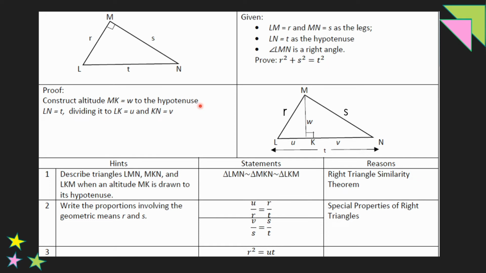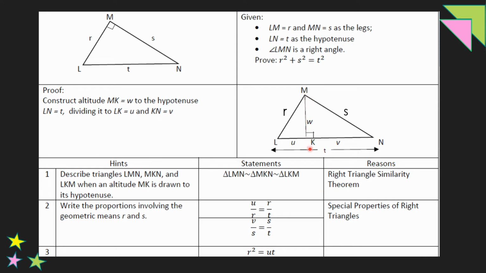So here is the proof. Construct altitude MK equals w to the hypotenuse LN equals t, dividing it to LK equals u and KN equals v. So the original triangle is here, triangle LMN. Then, we drew an altitude to the hypotenuse. An altitude is a segment perpendicular to the other side. When we say perpendicular, a right angle is formed.